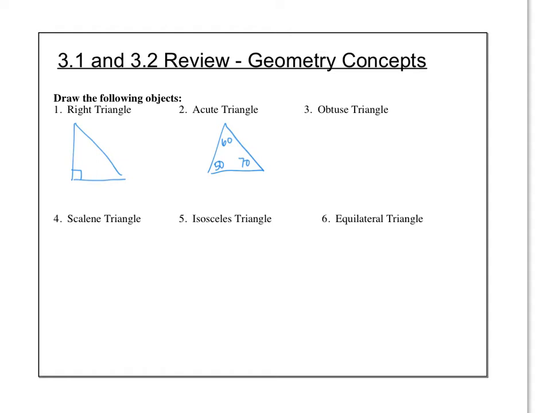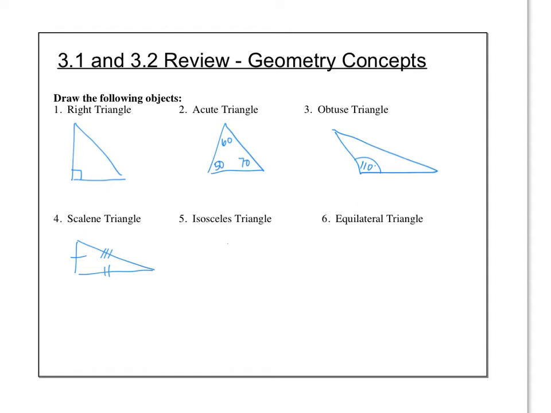Now yours might look slightly different than that. An obtuse triangle has to have one angle that's greater than 90 degrees. So maybe this is like 110 degrees, something like that. A scalene triangle. Scalene triangles have to have sides that are 3 different lengths. So none of the 3 sides are the same.